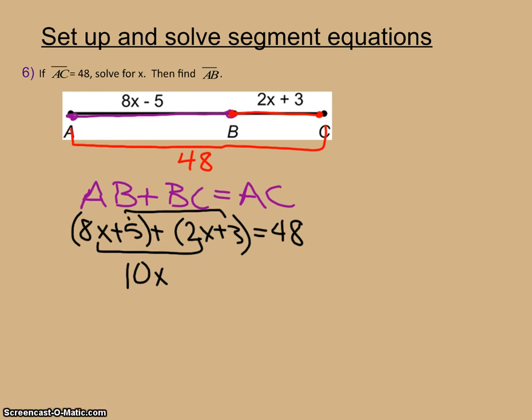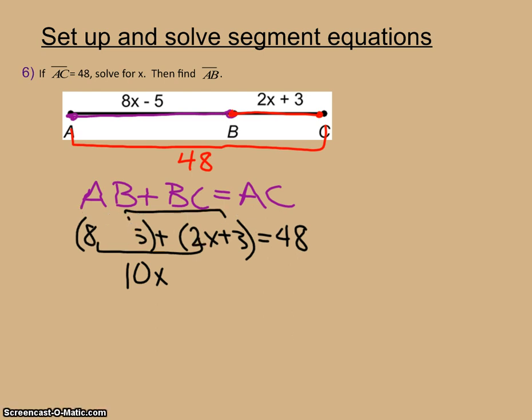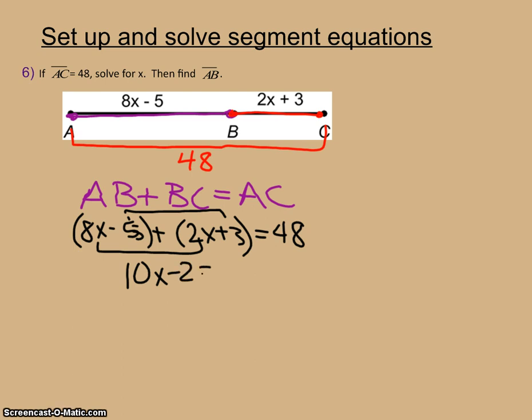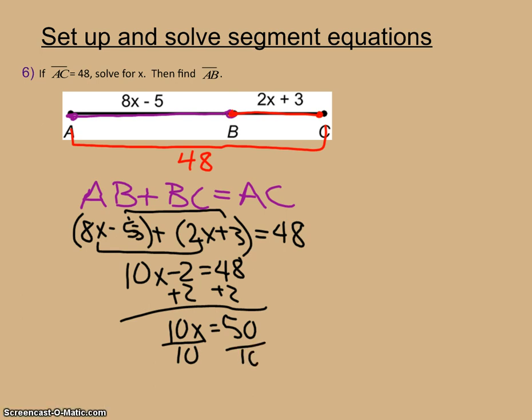Negative 5, that should be a minus 5. 10x minus 5, let me get that. 10x minus 5 plus 3 is negative 2, equals 48. Then we're going to add 2 to both sides. So we get 10x equals 50. Divide lastly by 10. x equals 5.